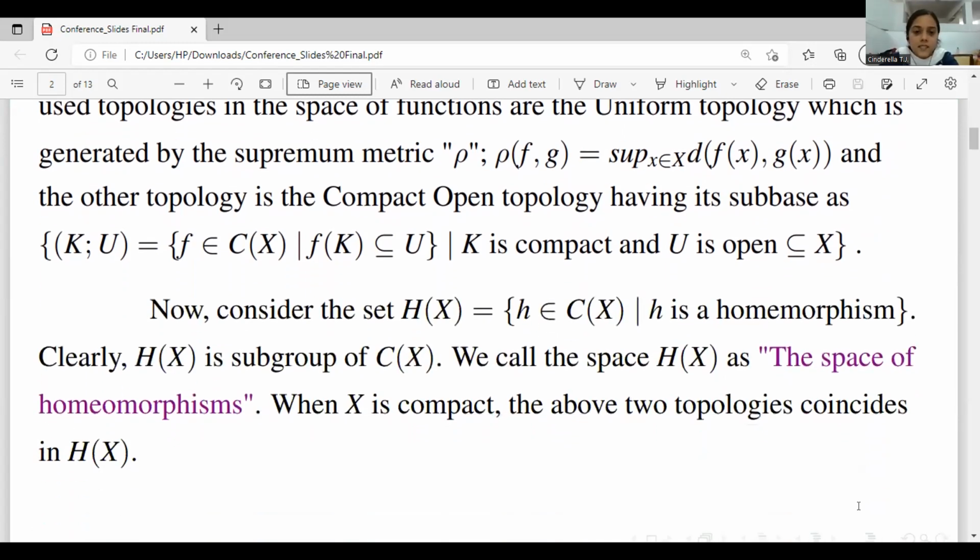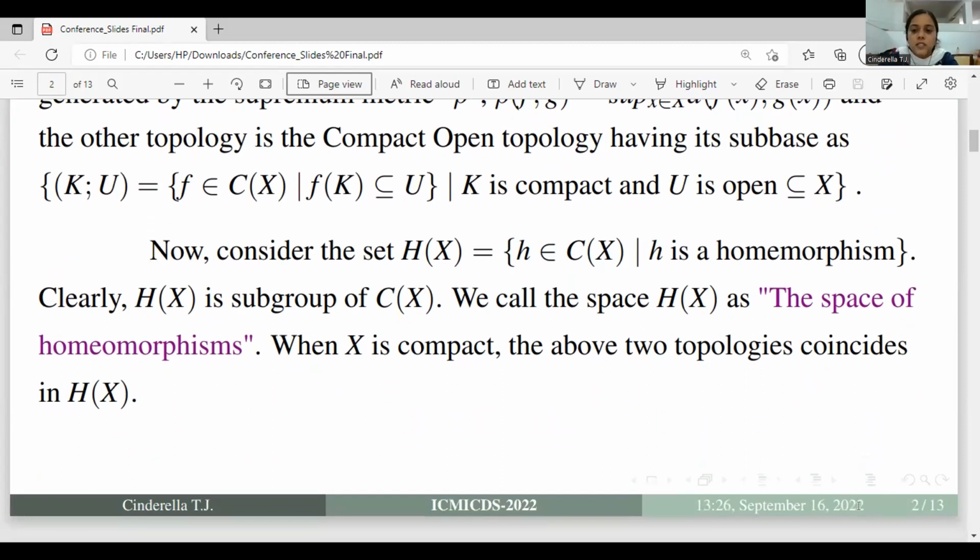Consider this set H of X, which is the set of all homeomorphisms. We know that a function is a homeomorphism if it is one-one, onto, continuous, as well as its inverse is continuous. This set H of X is not just a subset, but it is a subgroup as well as a subspace of C of X. We call the space H of X as the space of homeomorphisms. When X is compact, the above two topologies coincide.